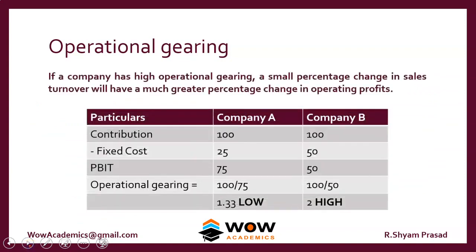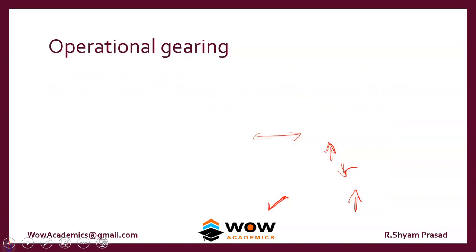You can look here. If you take company A, their contribution is 100, their fixed cost is 25, their PBIT is 75, and their operational gearing is 1.3. But when you take company B, their fixed cost is higher. Even though their contribution is the same as A, their fixed cost is higher, their PBIT is lower, and the ratio goes higher. So that's what the previous slide also indicated.